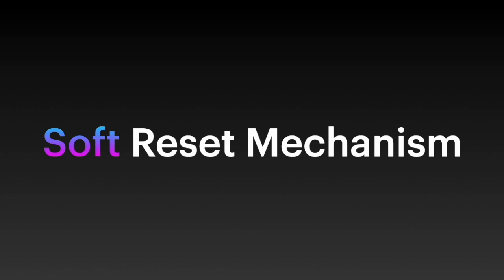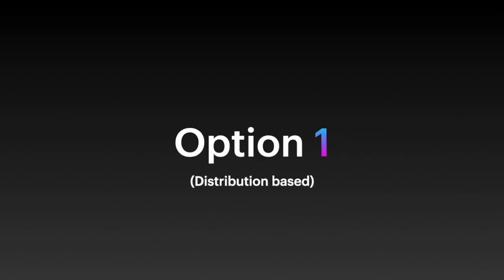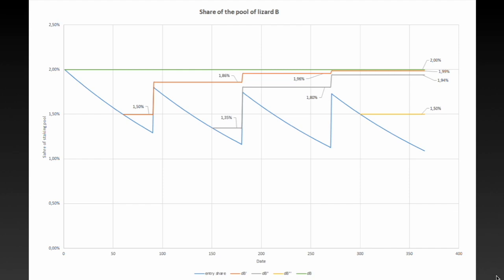The second big change from the prelim to the full LIP is to the soft reset mechanism. And there's basically two options. Option one is distribution based, and this is actually what was in the prelim LIP. I'll go over it really quickly, but I covered it in detail in my prelim LIP video, so go there if this is unclear or if you want more details on it. Basically, it uses a rebase mechanism to make sure that early stakers aren't diluted.